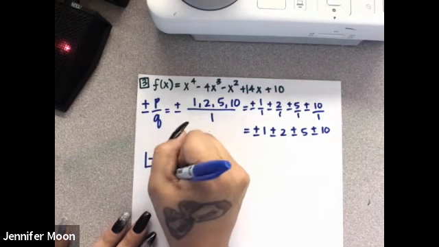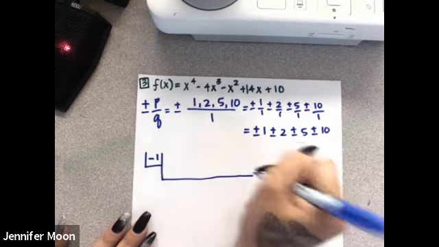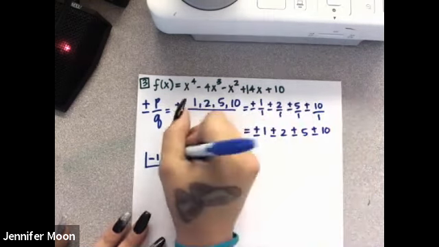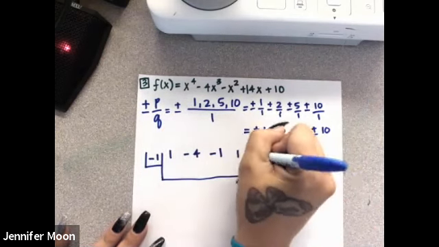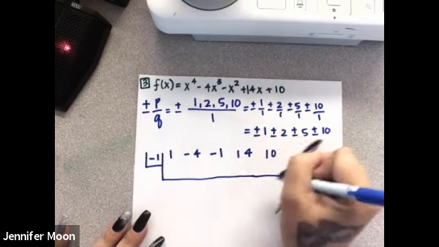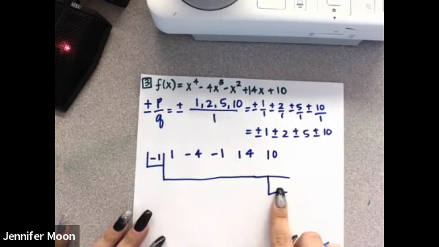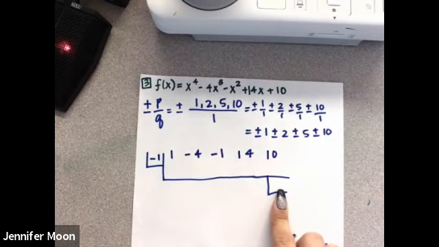And y'all, I could take a few tries before you get to an answer, but I think it's usually just like 2 or 3. Coefficients are 1, -4, -1, 14, 10. I want a 0 here. If I get a 0 here, I can kind of move on with the process. If I don't, I've got to try another one.